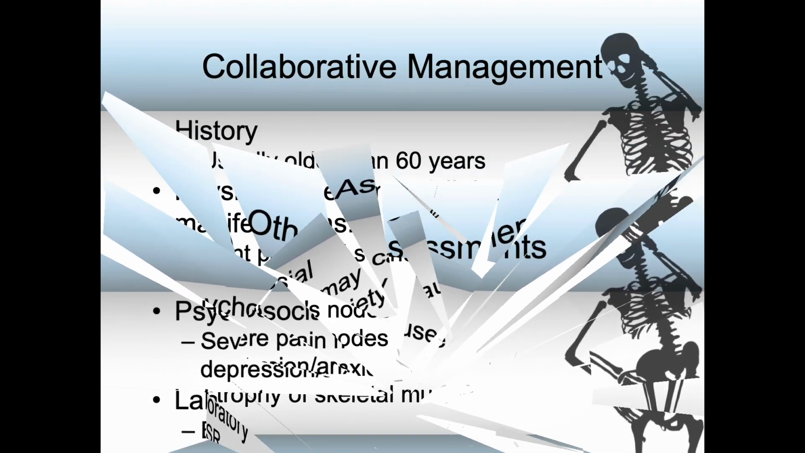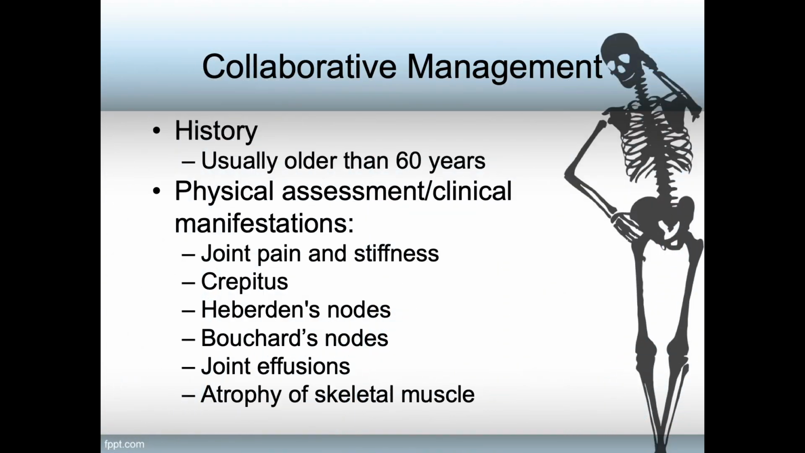So, collaborative management includes obtaining a history. Note that the patient will usually be older than 60 years, but that arthritis strikes even younger ages. Look for the physical assessment and clinical manifestations of joint pain and stiffness, crepitus, Heberden's nodes, Bouchard's nodes, joint effusions, that is, water within the joints, and atrophy of skeletal muscles.